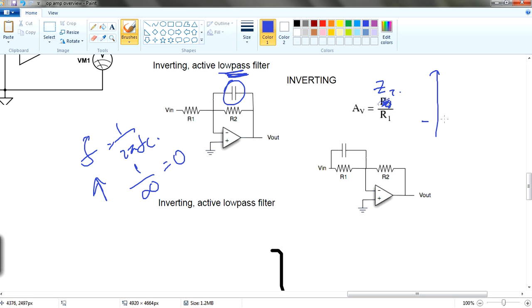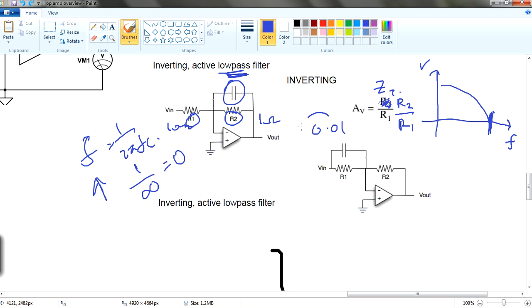If you remember, the low pass filter response is like this. If your frequency is very high at this point, you have 0 volt. So it's purely dependent on the ratio of R2 divided by R1 only. If R2 is, let's say, 1 ohm and R1 is 10 ohm, you have a very small output gain, 0.01 times your voltage. So you actually filter out all the high frequency.